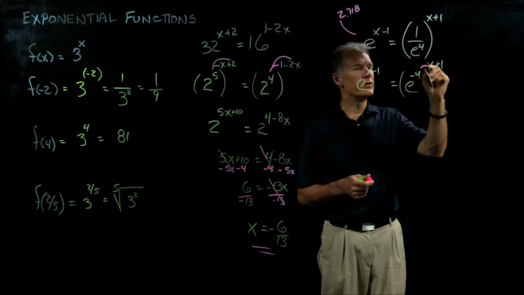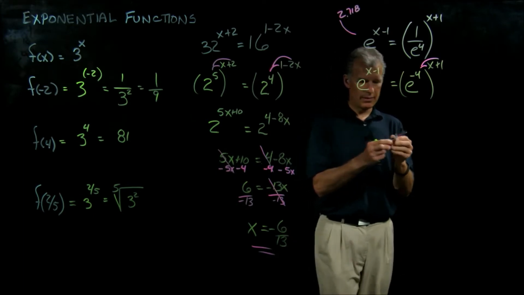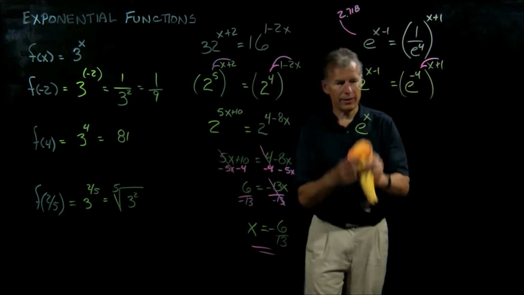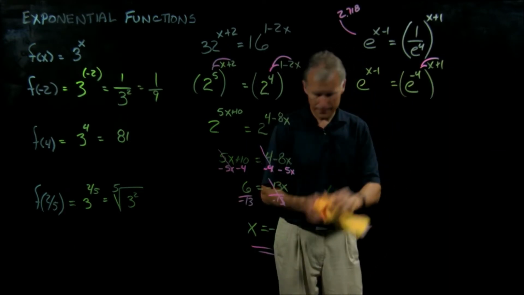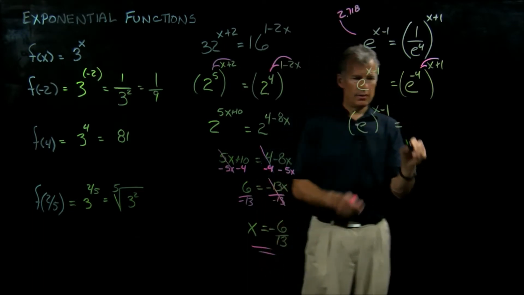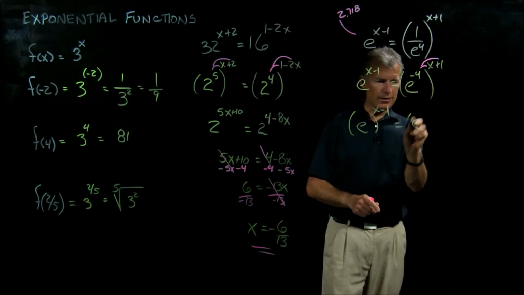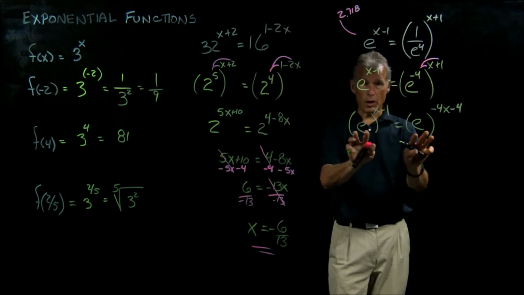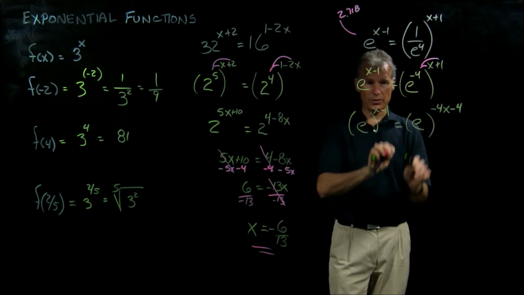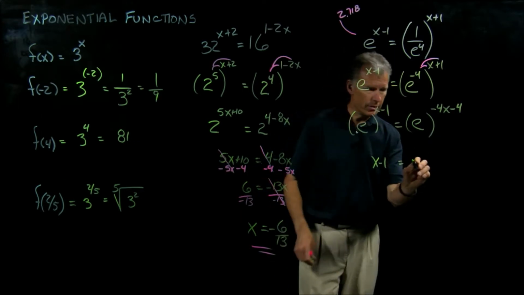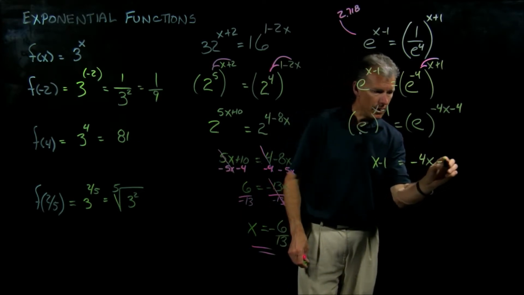So now I can distribute that. In fact, let me write this slightly differently. On the left side, e raised to the power of x minus 1. And now over here, I will have e raised to the power of negative 4x minus 4. So again, now our bases are the same. That means the exponents have to be the same. So x minus 1 is equal to negative 4x minus 4.